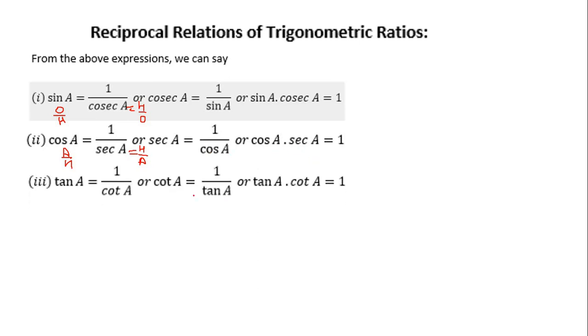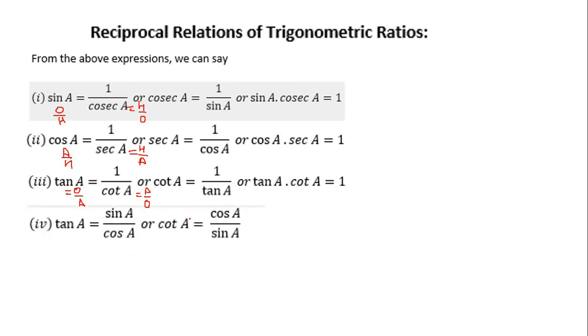Similar way we can find tan A is the reciprocal of cot A, since tan A is equal to opposite by adjacent side, and cot A is equal to adjacent by opposite side, right? So they are reciprocal of each other and the multiplication is also equal to 1.